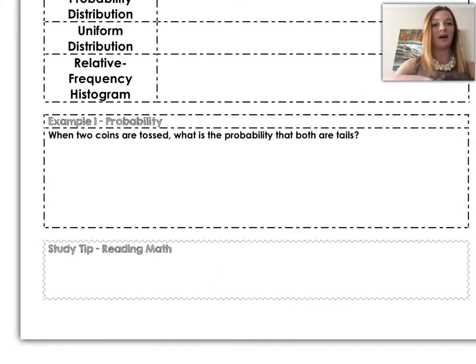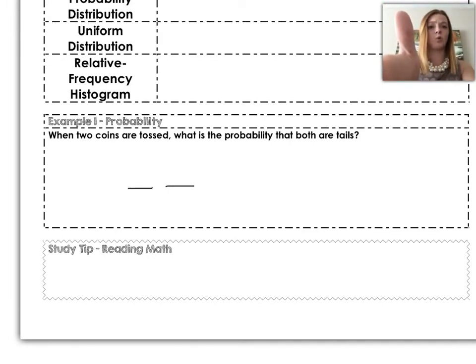So example 1, we have 2 coins are tossed, and we need to know the probability that they're both going to be heads. All right, so your textbook actually deals with this by creating a tree diagram. I'm going to create a use of the space system. So I have 2 spaces because I have 2 coins being tossed. Now, the very first probability, the very first coin, I'm dealing with what is the probability that both are tails?